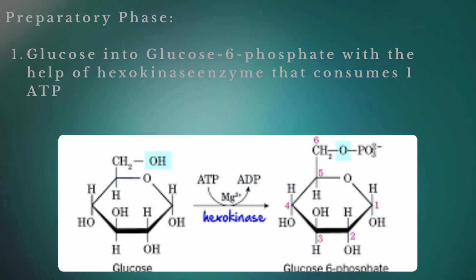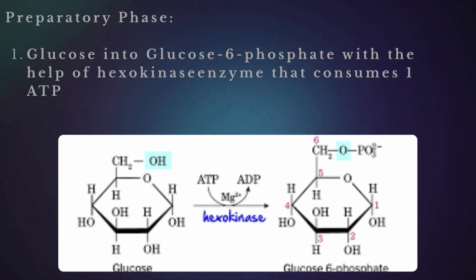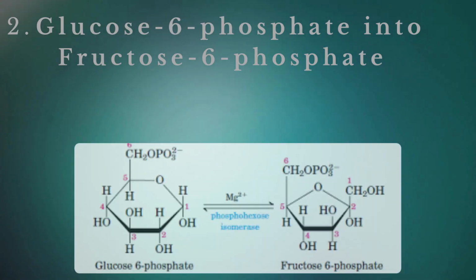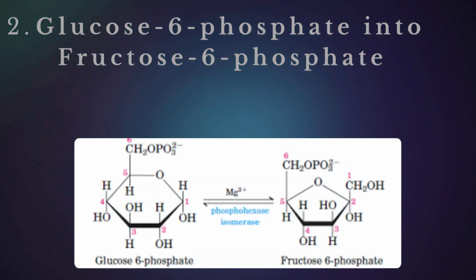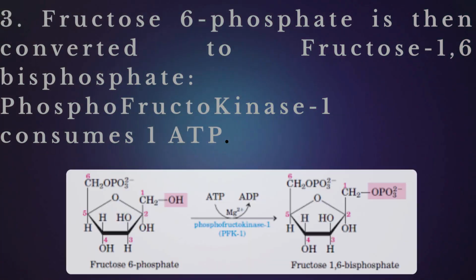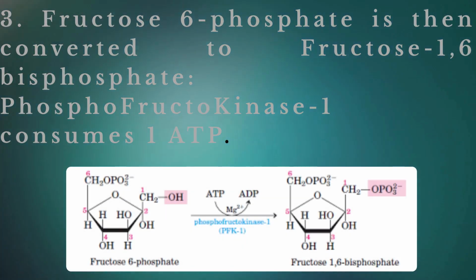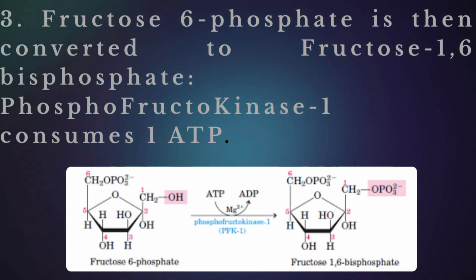In the first step, with the help of hexokinase enzyme, glucose is converted to glucose 6-phosphate. 1 ATP is consumed during this step, as you can see in the given picture. In the second step, with the help of phosphoglucose isomerase, glucose 6-phosphate is converted to fructose 6-phosphate. In the third step, phosphofructokinase 1 consumes 1 ATP and converts fructose 6-phosphate into fructose 1,6-bisphosphate.